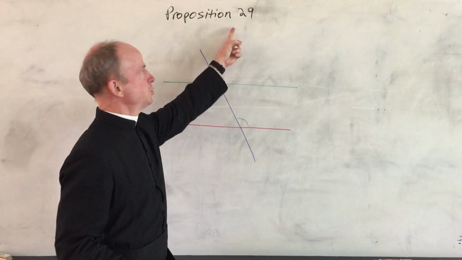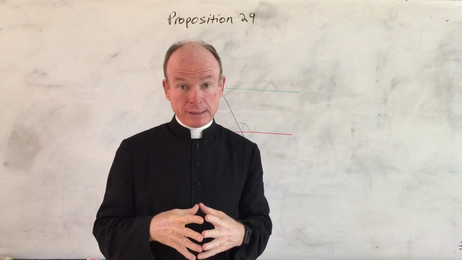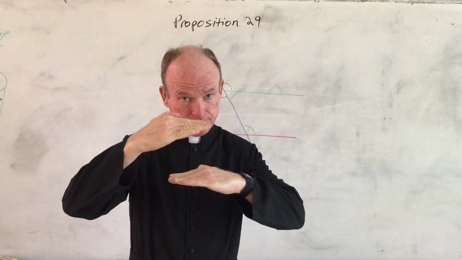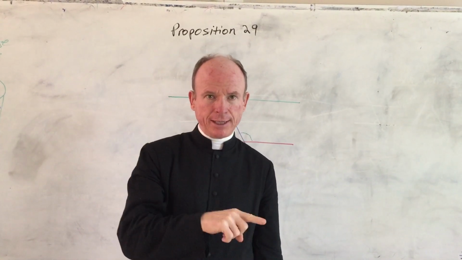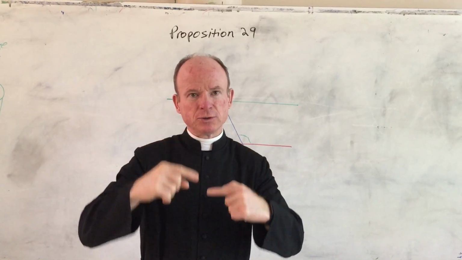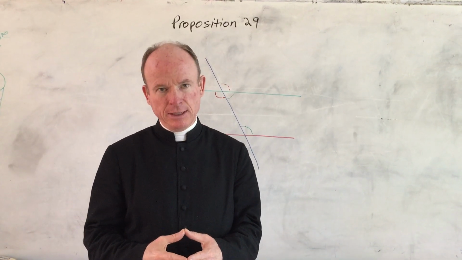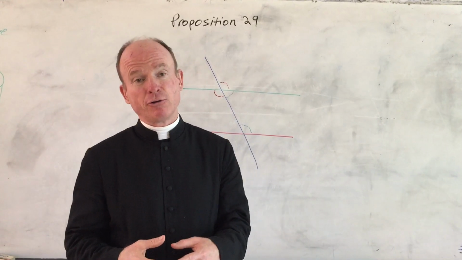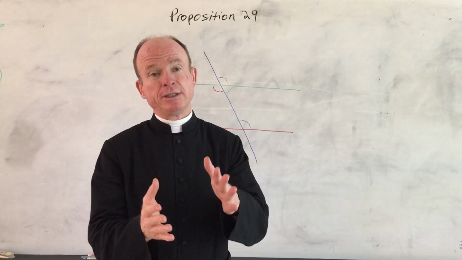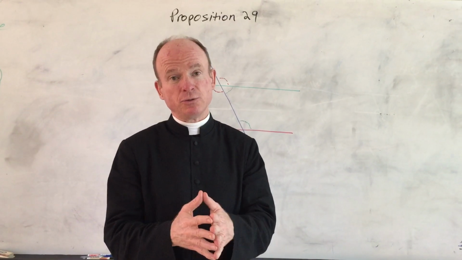Today we have Proposition 29 of Book 1. If there be two parallel lines, and a line falling upon those parallel lines, that line will create, with those two parallel lines, alternate angles equal to each other, the exterior angle equal to the opposite and interior angle, and the two interior angles on the same side equal to two right angles.